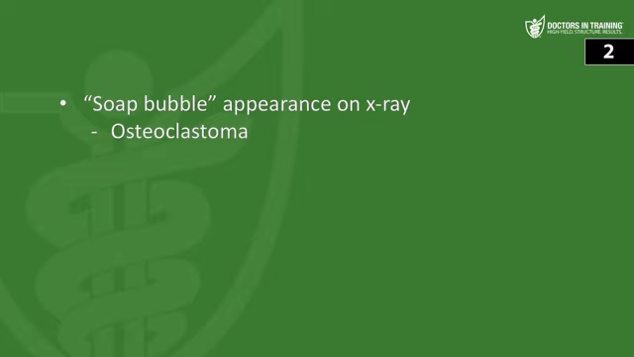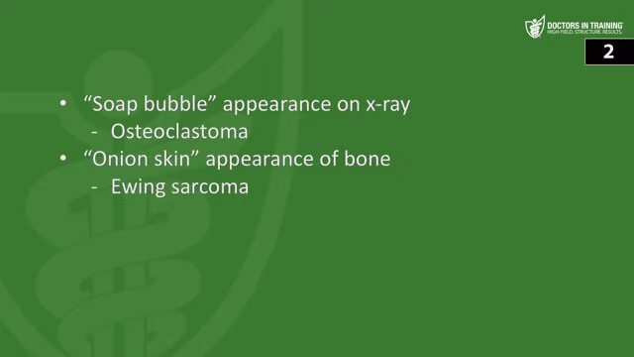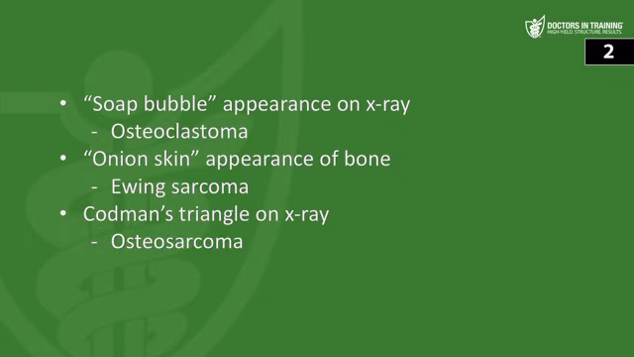Remember the CL for clean, like soap, and CL in osteoclast. Onion skin appearance of the bone is Ewing sarcoma. Remember onion rings and wings. And then Codman's triangle on X-ray is osteosarcoma. Remember the S in sarcoma was for sunburst, and the C in sarcoma was for Codman's triangle.